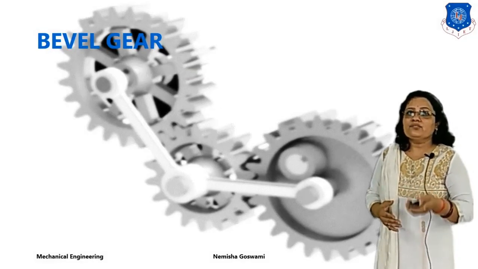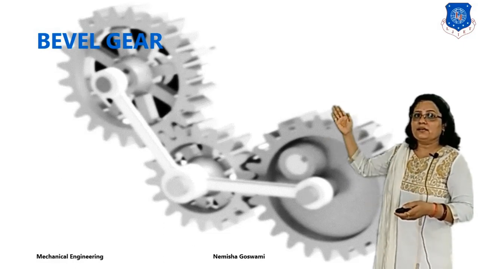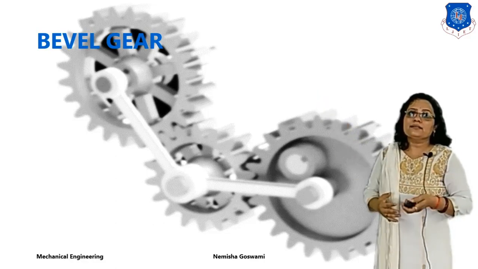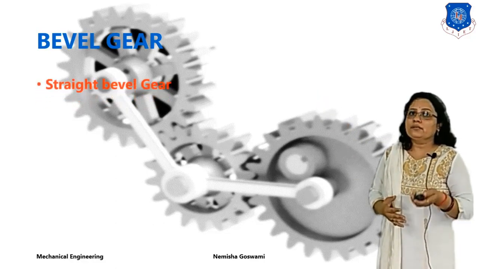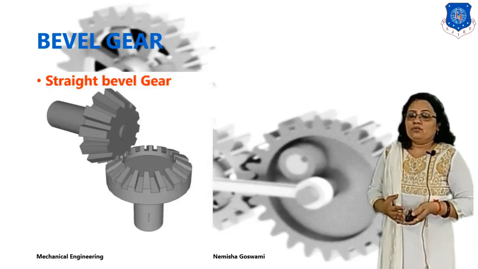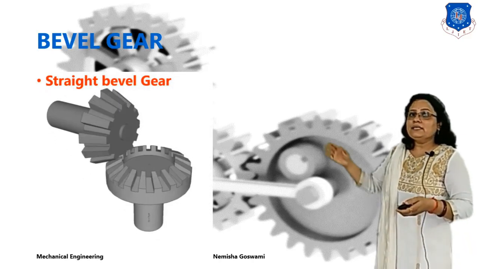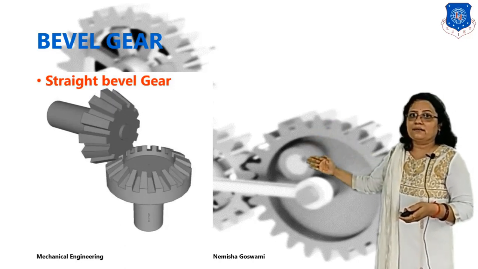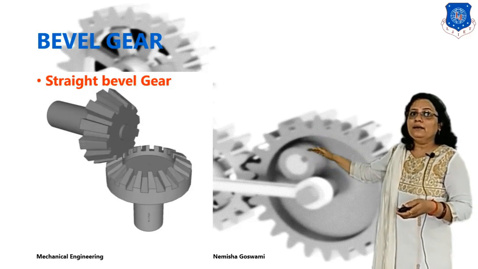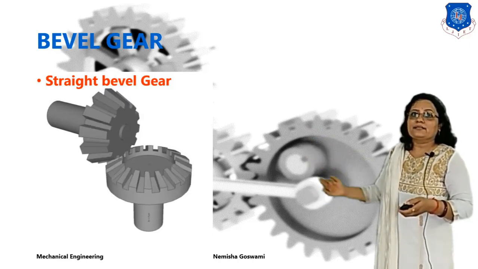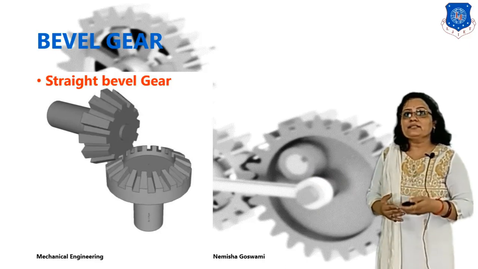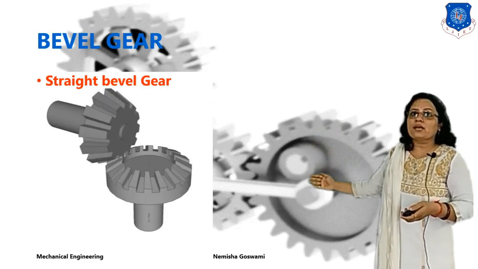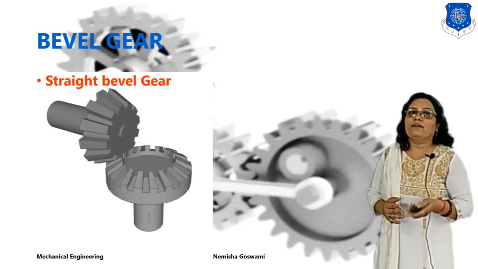Next gear is when the shaft axes are intersecting with each other. So mainly these gears are your bevel gears. Again there is a classification of bevel gear, which is your straight bevel gear. So what is the straight bevel gear? You can see here the shaft axes of both the gears are intersecting with each other, right? But the teeth are parallel with respect to your shaft axis. So this type of gear, when the shaft axes are intersecting with each other and the teeth are parallel with respect to your shaft axis, is known as straight bevel gear.